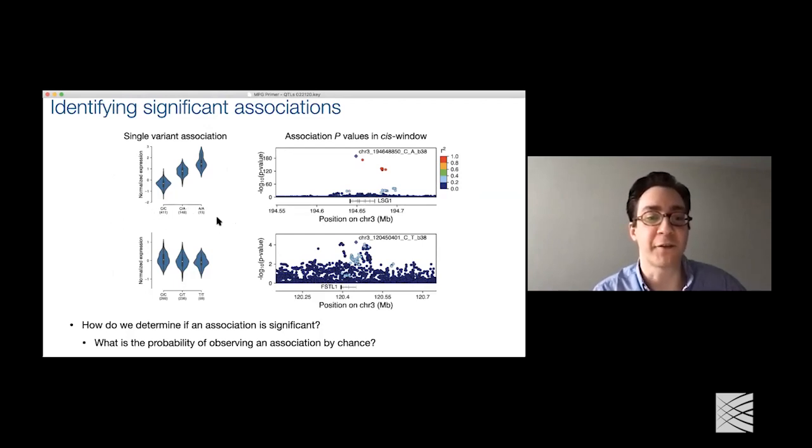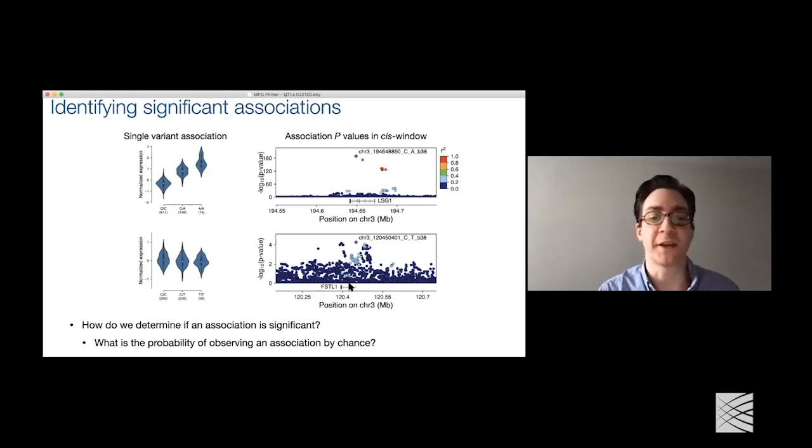Typically, for the association of a single variant and phenotype, we visualize these in box or violin plots, where you see in the top example this very strong relationship between the genotype and the expression level. Also in these locus plots, where we see essentially the several thousand common variants in a genetic locus and their association p-values. On top of that, it's illustrated with the LD level between different variants, so variants that are in strong linkage are highlighted in these plots.